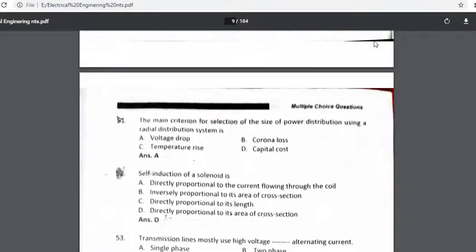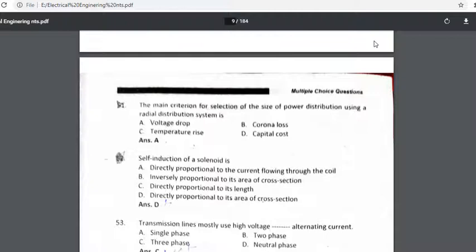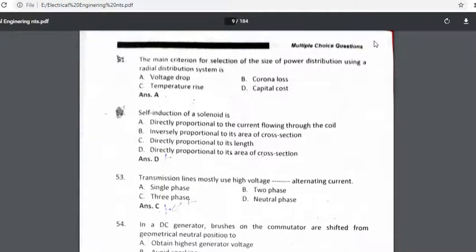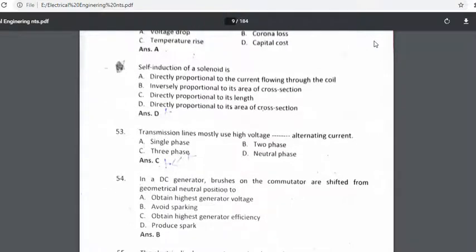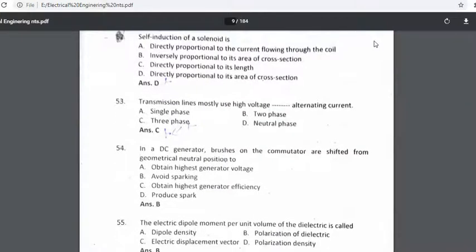In n-type materials formed by doping pure silicon, we have a pentavalent impurity in order to make silicon n-type material. In the 51st, the main criterion for selection of size of power distribution usually depends upon voltage drop. Self-inductance of a solenoid is directly proportional to its area of cross section.